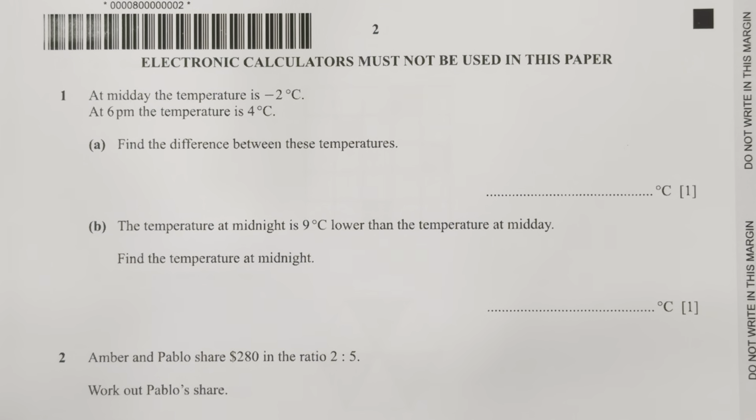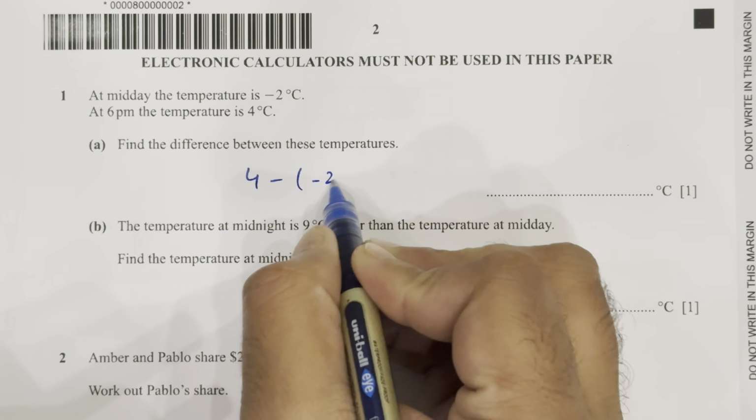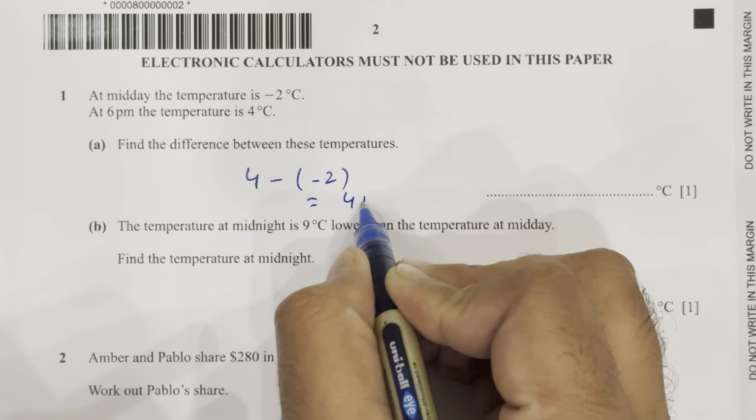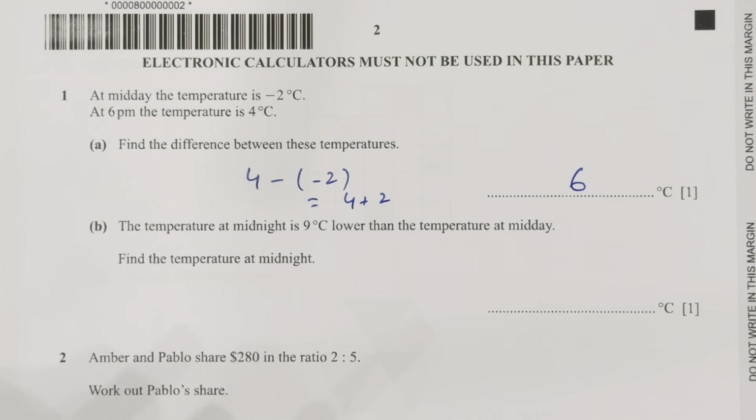At midday, the temperature is -2. At 6 p.m., the temperature is 4 degrees Celsius. Find the difference between these two temperatures. As we know, it must be highest minus lowest. So the difference between the two temperatures would be 4 plus 2. It is equal to 6 degrees Celsius.